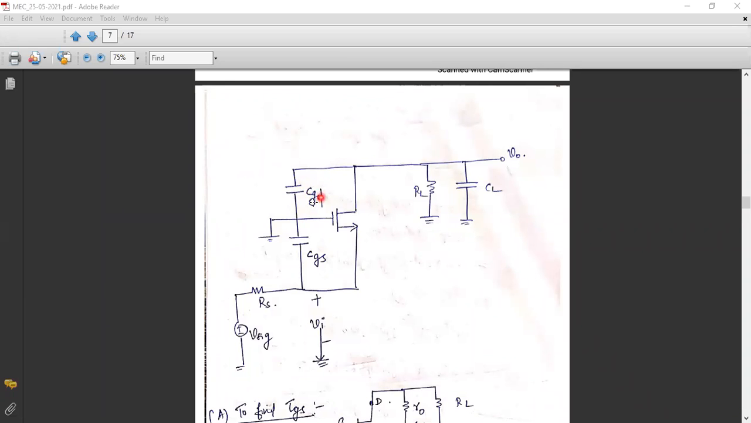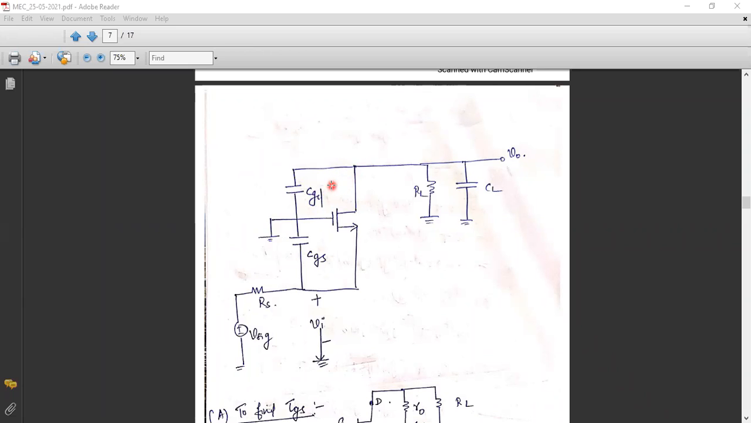Now tell me where the CGD has been connected, across which terminals? I want your response. CGD is connected across which terminals? Drain and gate, sir. Okay, drain and gate. Since gate is grounded, you can tell that the capacitor is connected between ground and drain.